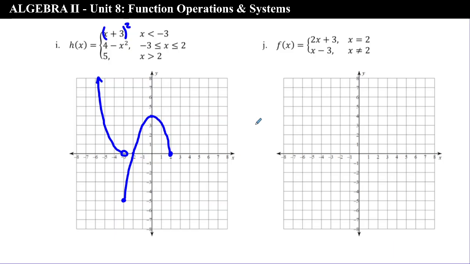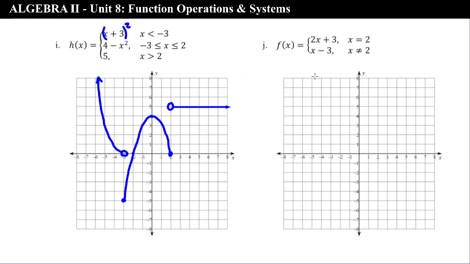And then the last part is much simpler. It's just a constant. And we know that we are not including the end here. So we're going to do an open dot. And then we are just going to graph the line out from there. So there we are.